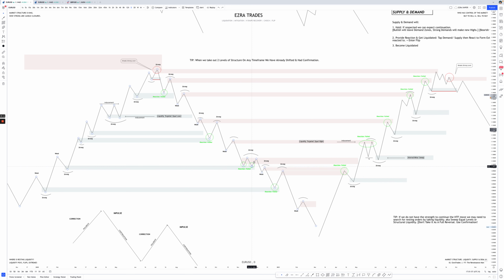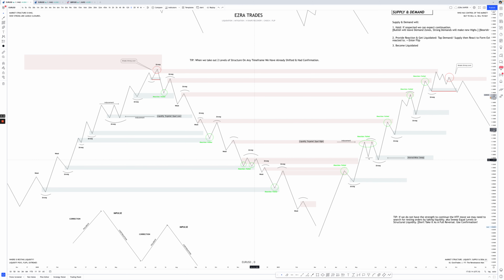People are buying off both of these levels, their reactions. But then what happens? Supply, the sellers are stronger and they overpower demand, break structure to the downside. All these buyers just got taken out. Push price lower. The lows are weak, the highs are strong, pullback, break structure.